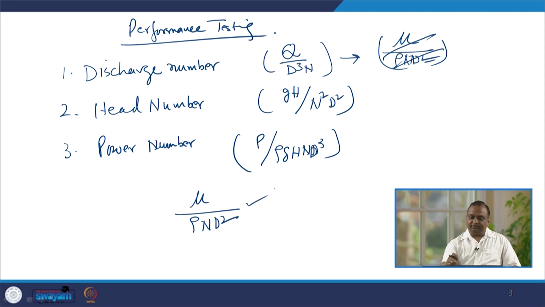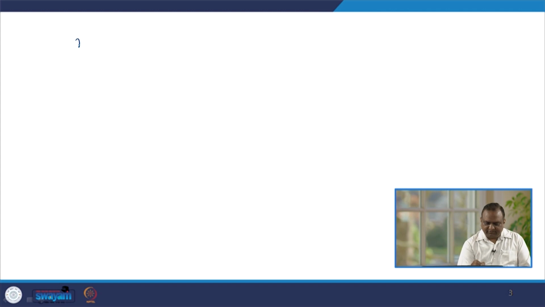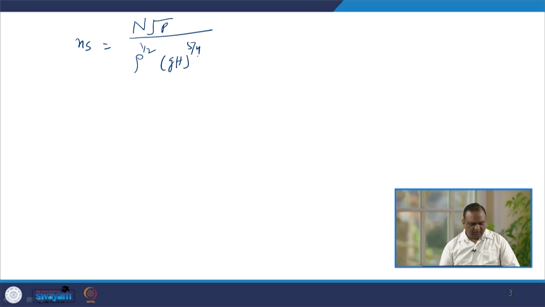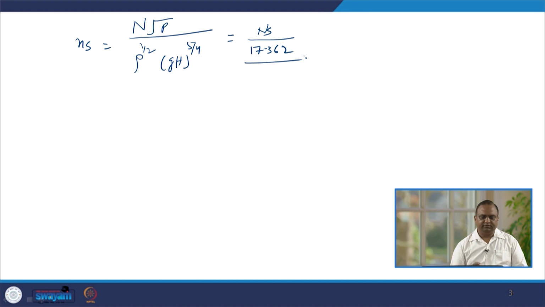There is a dimensionless specific speed, Ns. Dimensionless specific speed is N under root P divided by rho raised to power half, gH raised to power 5 by 4. So, if you take the properties of water, and you convert power from kilowatts to watts, take the value of g as 9.81, it becomes Ns by 17.362. This is the dimensionless specific speed.